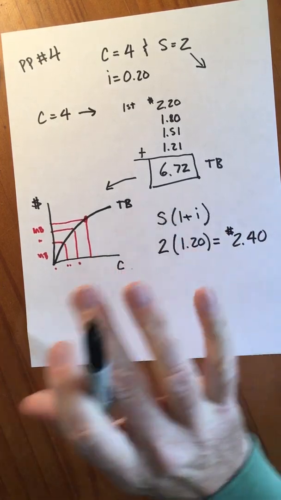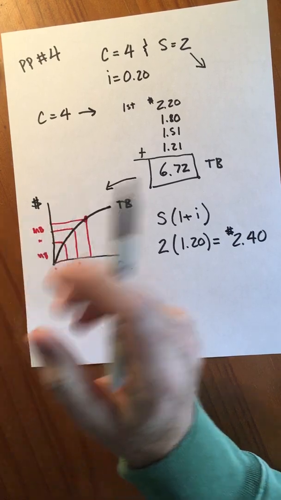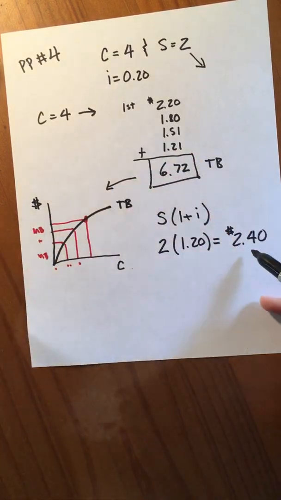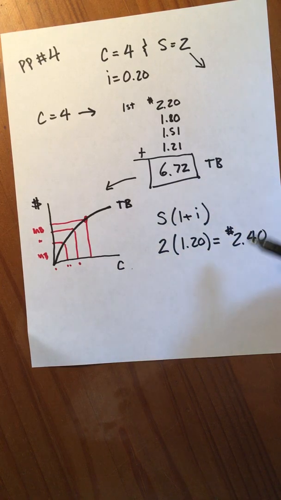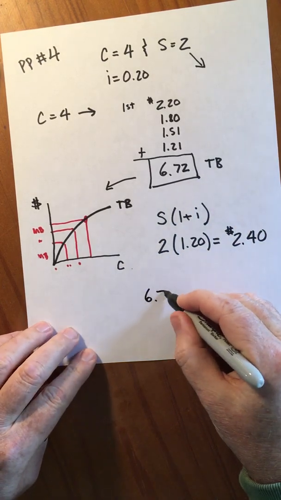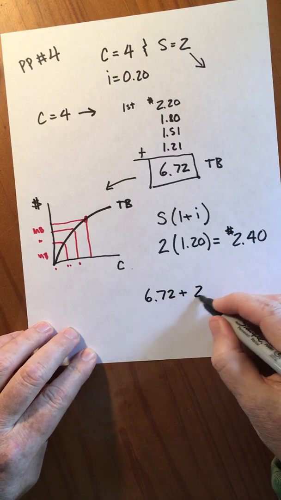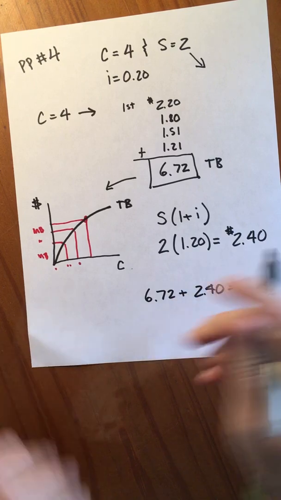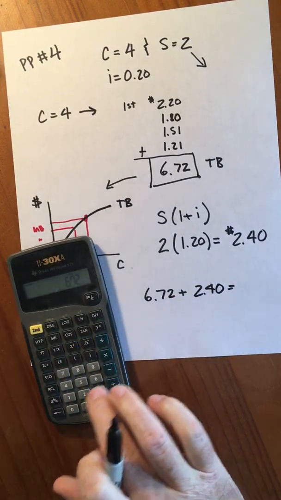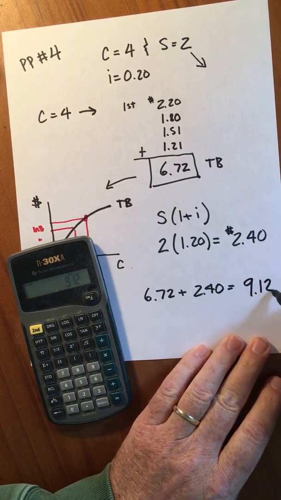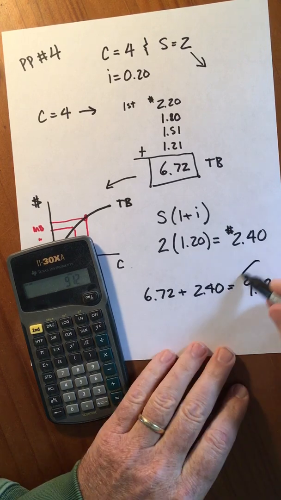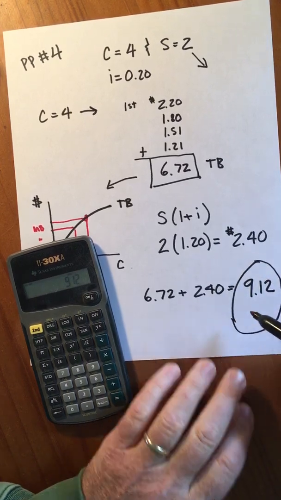If I need my payoff to the consumer, in the game so to speak, I can just add these up. This is what I get from the consumption, and this is what I get from the savings. So I go 6.72 plus 2.40, and I can drop all that in my calculator, and I'm getting a total payoff of 9.12. This is ultimately the goal of the decision.